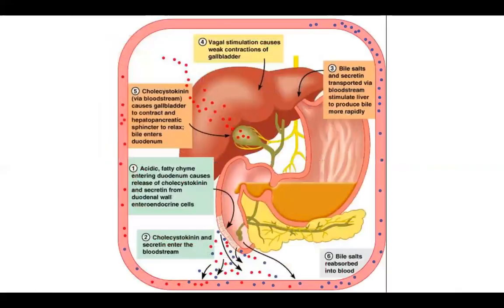So this is a picture of the stomach and the chyme, as well as the liver and the gallbladder. And you can see kind of what's happening here as that acidic chyme enters the duodenum, and it causes release of CCK and secretin. The CCK and secretin enter the bloodstream. They then travel, send signals. Bile salts will be transported to the liver, causing the liver to produce bile more rapidly. The gallbladder will then contract, releasing that bile, and CCK will help the gallbladder contract. Bile will be reabsorbed to the blood and be able to digest the nutrients.